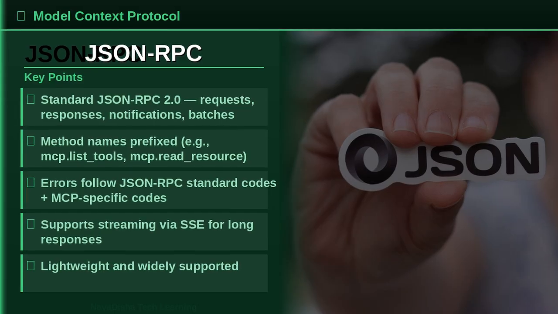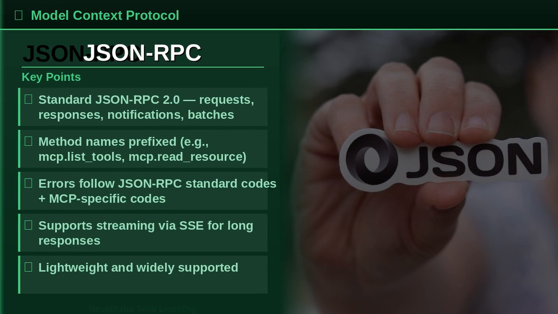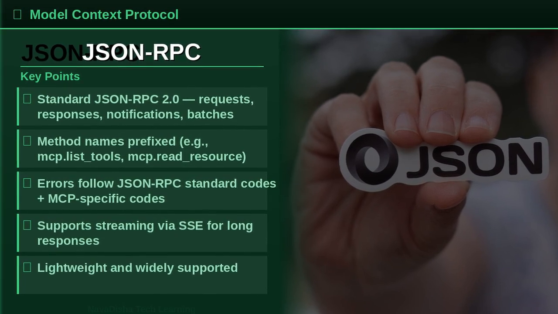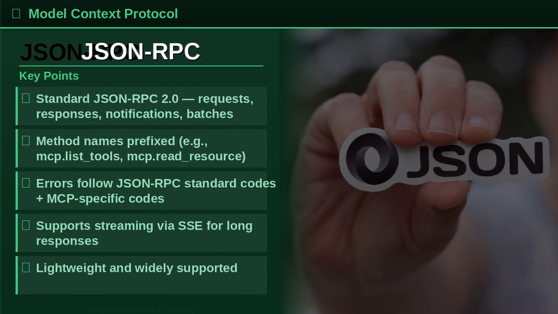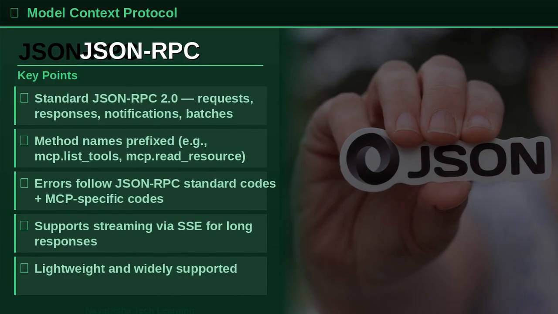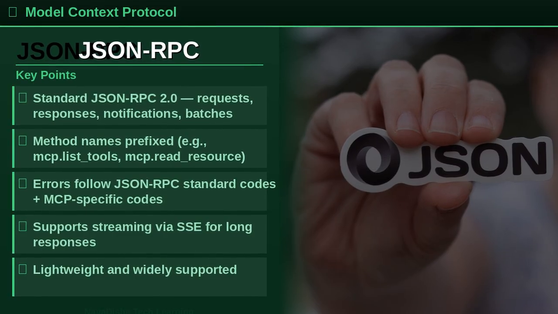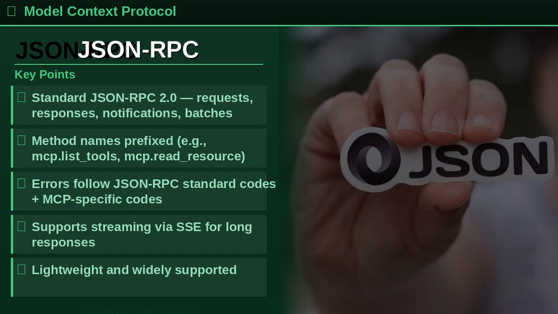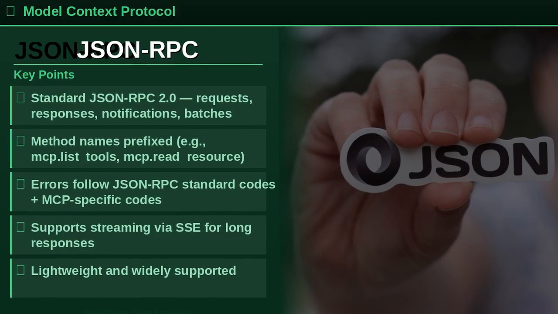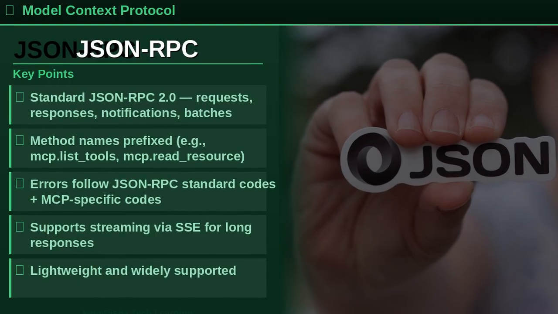Here are the key things to know about JSON-RPC. First, standard JSON-RPC 2.0 requests, responses, notifications, batches. Also, method names prefixed, e.g., mcp/list_tools, mcp/read_resource. Another key point, errors follow JSON-RPC standard codes plus MCP-specific codes.